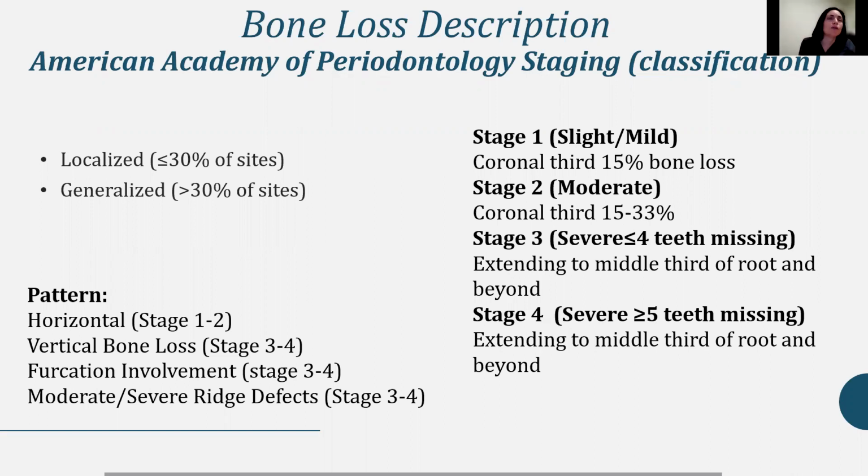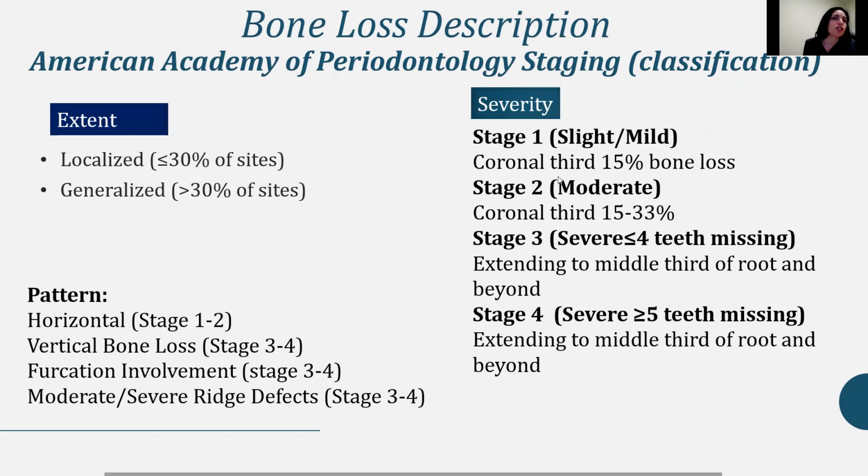So I'm just gonna start off. We talked about bone loss descriptions. And we talked about the extent being either localized or generalized, depending on if it's less than 30% of the mouth or more than 30% of the mouth. Then we talked about severity. There's stage 1, stage 2, stage 3, and stage 4. You'll learn more about this because there's also grading that goes along, grades A, B, and C, that go along with the stages. But for our purposes, we just look at the stages, which is pretty much indicating the amount of bone loss or attachment loss.